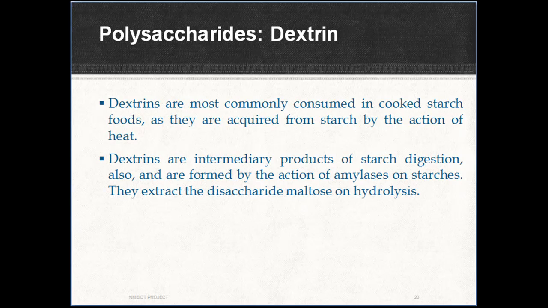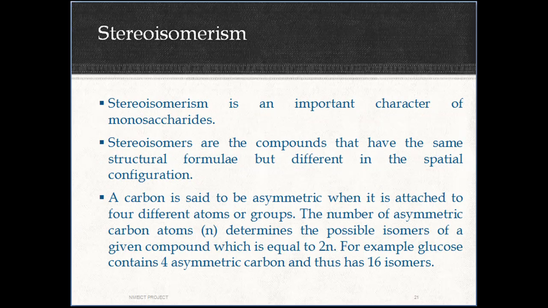The major carbohydrates encountered in the body are structurally related to the aldotriose glyceraldehyde and to the ketotriose dihydroxyacetone. Stereoisomerism is an important character of monosaccharides. What are stereoisomers? Stereoisomers are compounds that have the same structural formulae but differ in the spatial configuration.